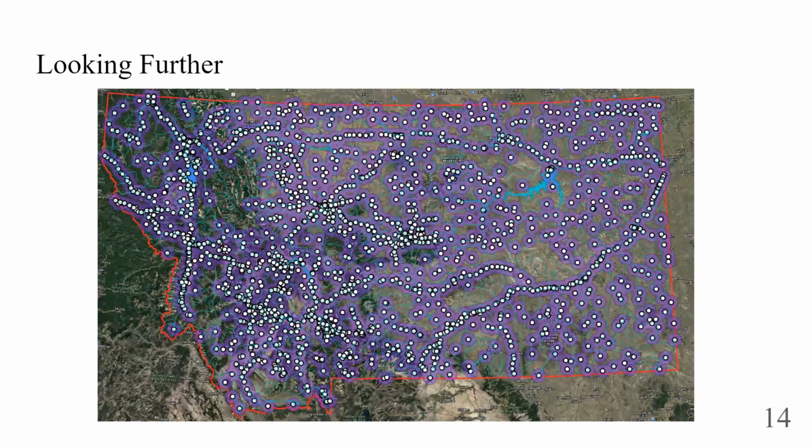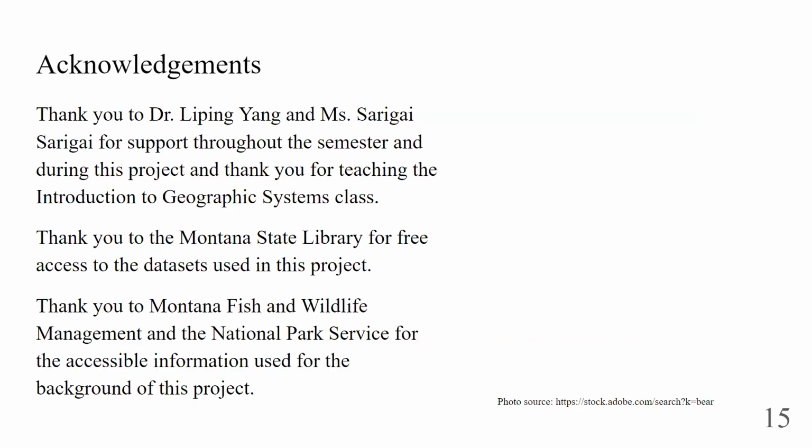Looking further, this is looking back at the entire state rather than just that northwest corner. All of the towns with buffers applied. I think it would be pretty interesting to do this project to find more areas around the entire state, as I could point out a few areas I think would be pretty good to put one. And I also think it'd be pretty interesting to redo this project using raster data to see how challenging it would be, or maybe how much easier it would be.